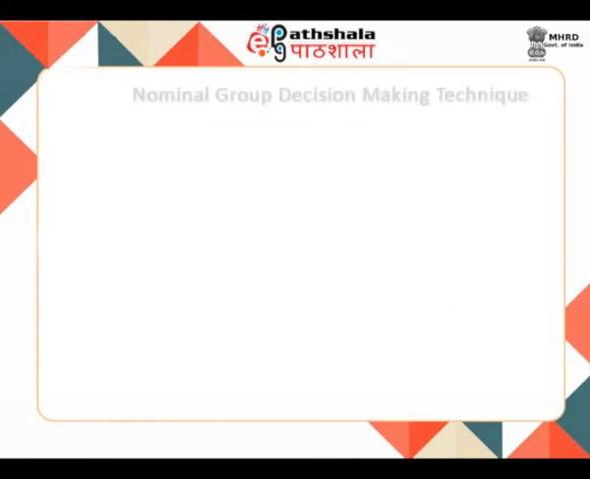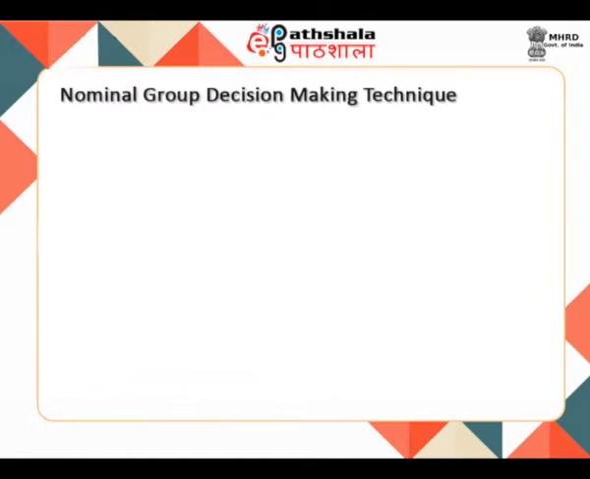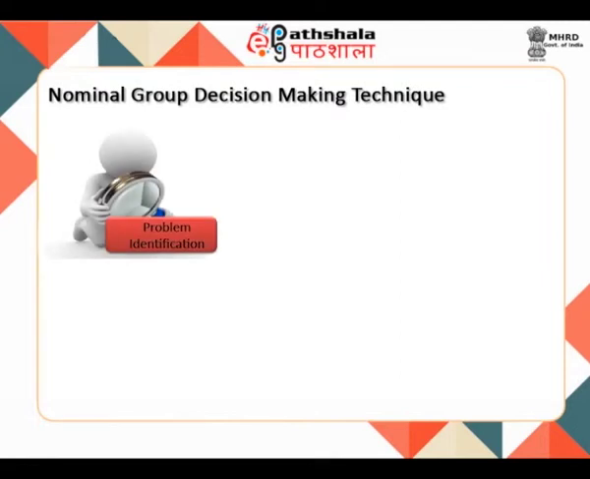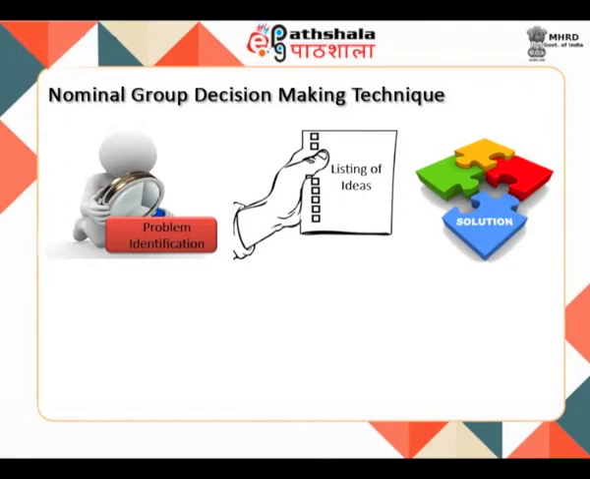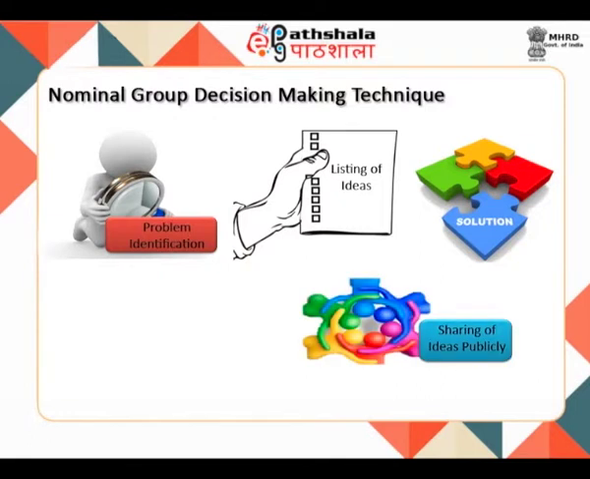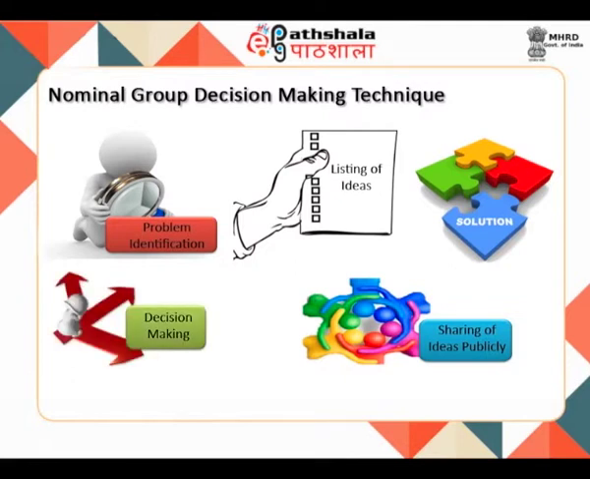A nominal group decision making technique is a group process involving problem identification. Members of a group list ideas in writing privately, which is followed by solution generation. Then the process starts in which the members are asked to share their ideas publicly, and this process goes on till all the ideas are exhausted publicly and finally the decision is made.